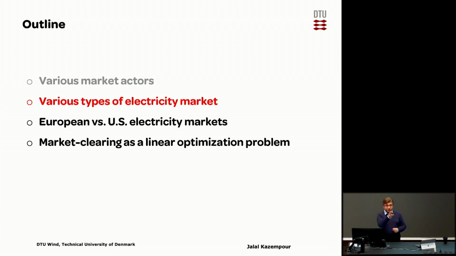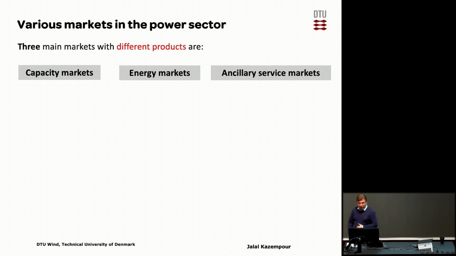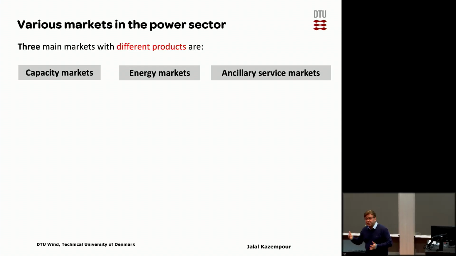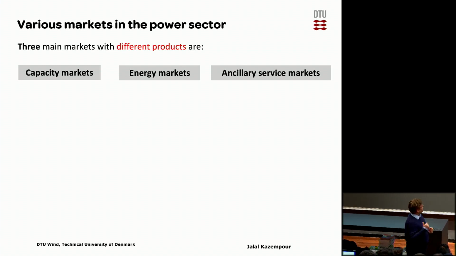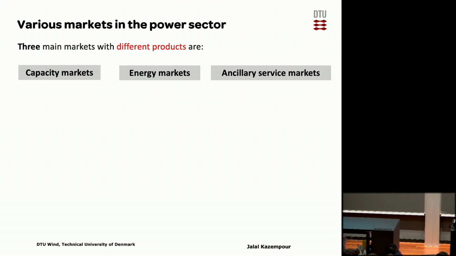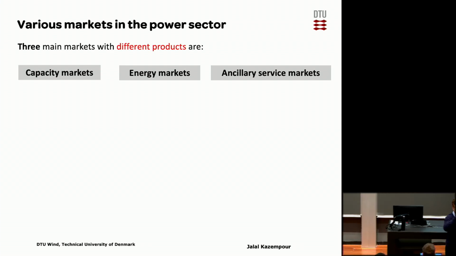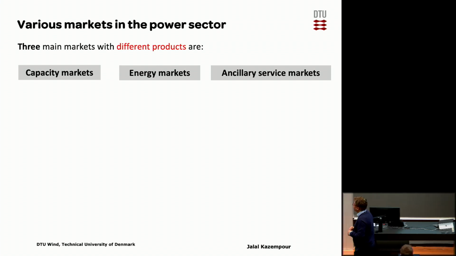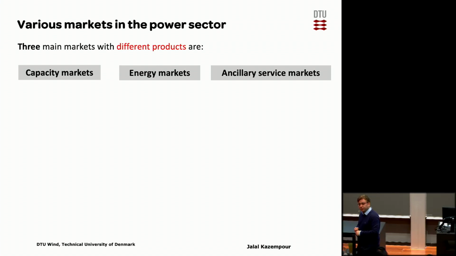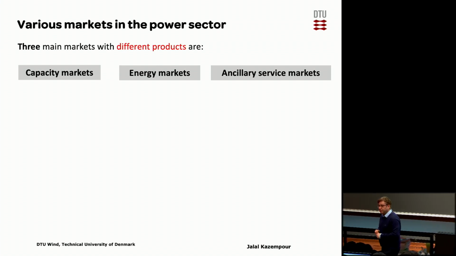Good. Very good question. Various types of electricity markets. In general, I categorize electricity markets in three categories based on what you trade: capacity markets, energy markets, ancillary service markets. So let me first get your first idea. Capacity market, it means we are trading capacity.